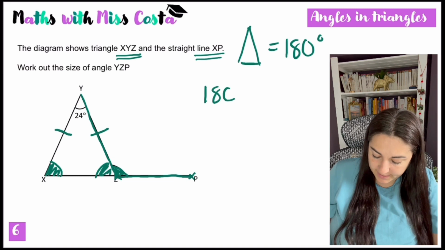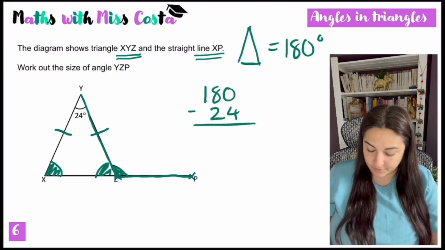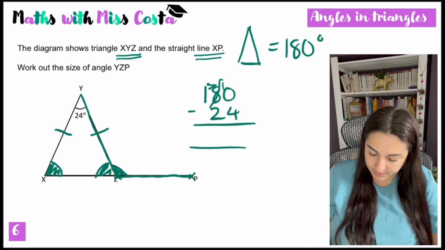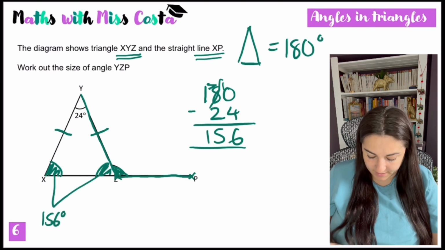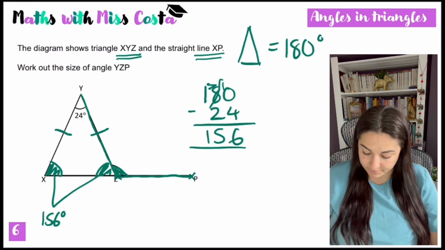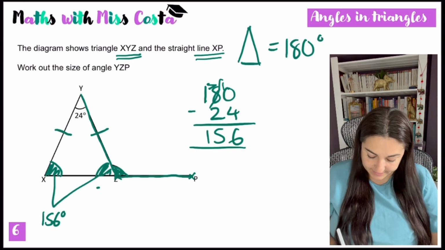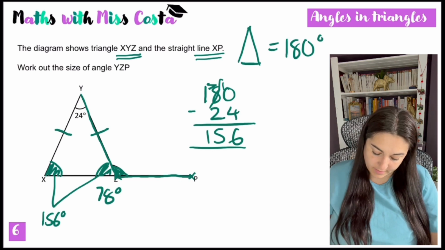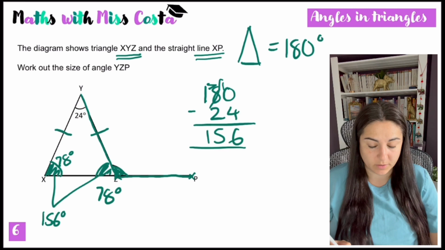So I'd do 180, take 24 to figure out what the base angles must add up to. So 10 take 4 is 6, 5, 1, 5, 6. So I know that these 2 angles add up to make 156 degrees. And I also know they're equal. Therefore, if I divide it by 2, so 78 degrees each, then I've figured out what my angles in the triangle are.